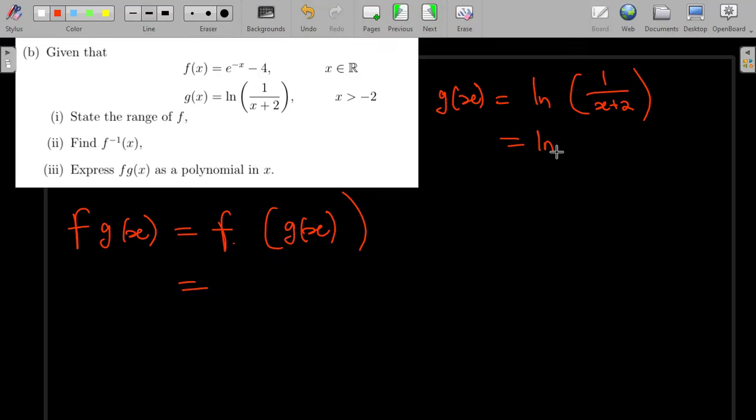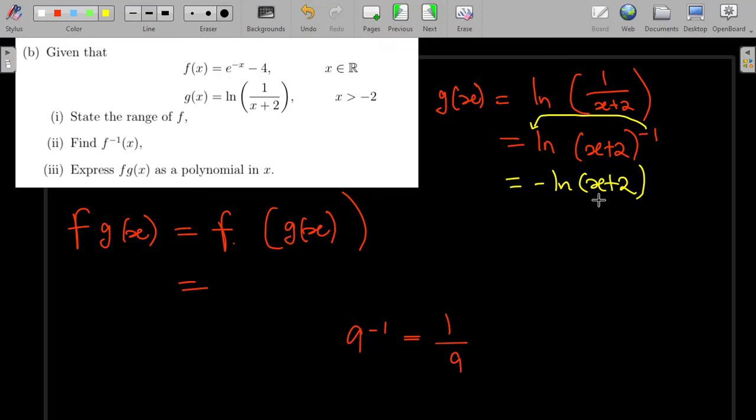So remember, if I have a to the power minus 1, a negative power, it's the same as 1 over a. So this is what we see there. This 1 over x plus 2 is the same as x plus 2 to the power minus 1. And then by the laws of indices, I can drop this power in front, the minus 1. So this would be minus ln x plus 2. So my g of x, which is this, I can also write it as this. And remember, it has a domain of this.